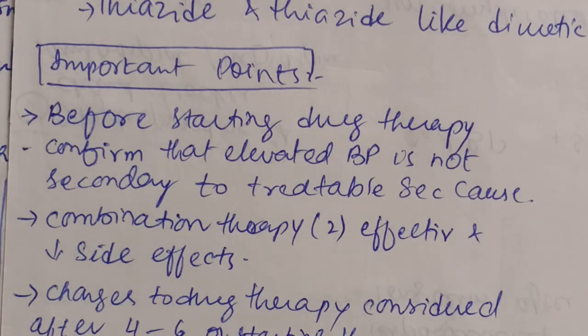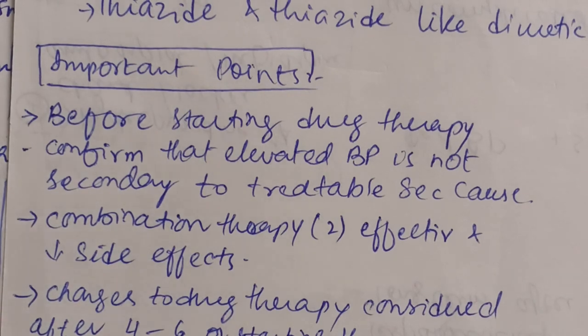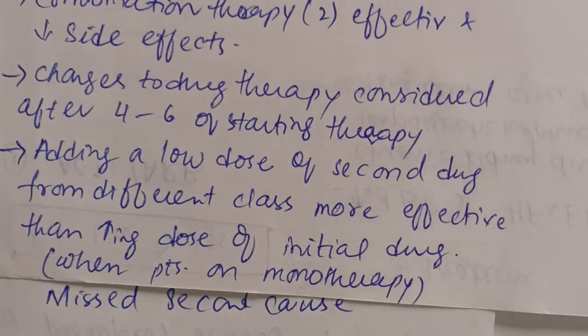For example, if the patient is on monotherapy and his blood pressure is not getting controlled, instead of increasing the dose of that single drug, we are going to add a low dose of a second drug, because combination therapy is always more effective and has decreased side effects. So you have to keep that in mind. And if the blood pressure of the patient is not getting controlled, first we have to check adherence, non-adherence or secondary causes before adding the third drug.